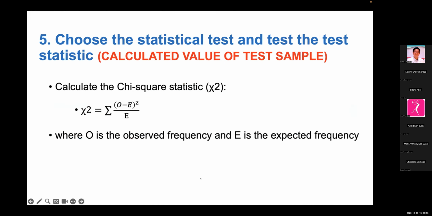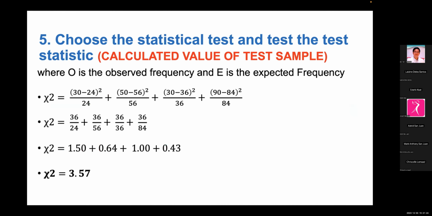So again, that's the data. And to get our chi-square statistic, here is the formula, which is basically the summation of the square of the difference of the observed and expected values, divided by the expected, and summing up for all the values. If we calculate it, replacing the data that we were given, we will get a value of 3.57.